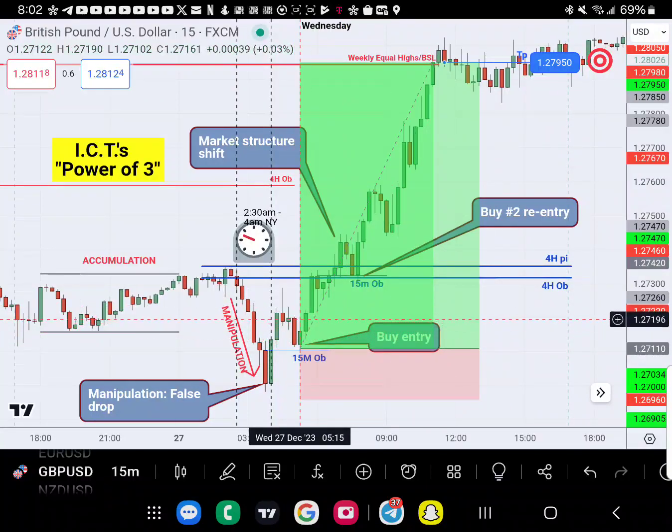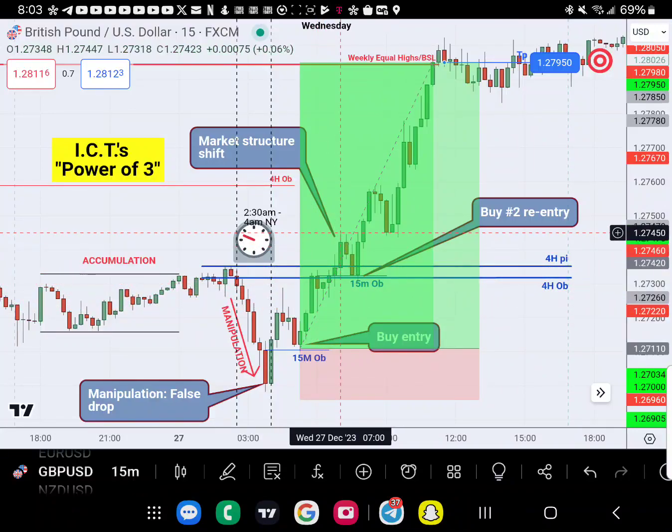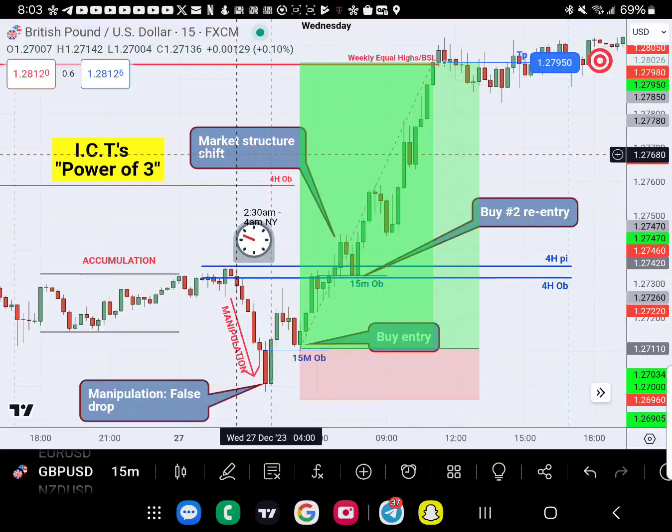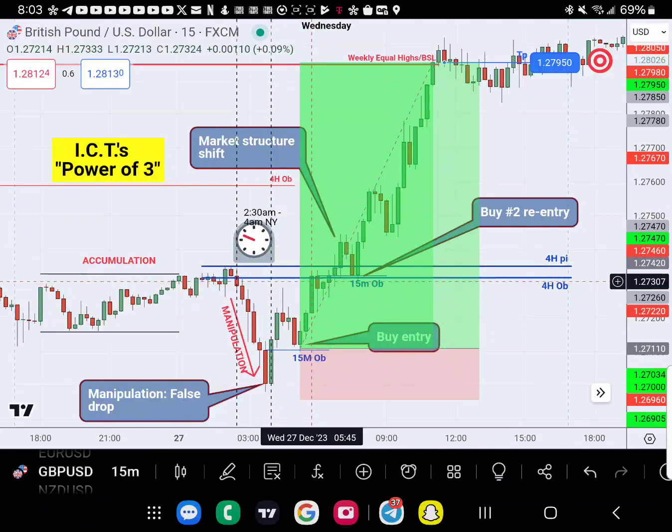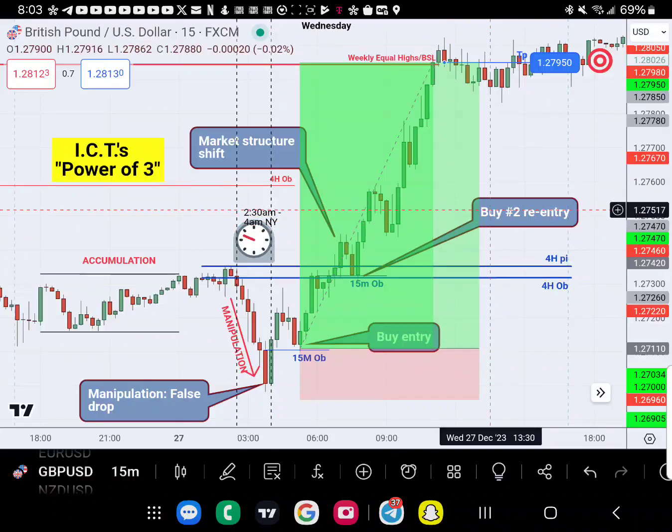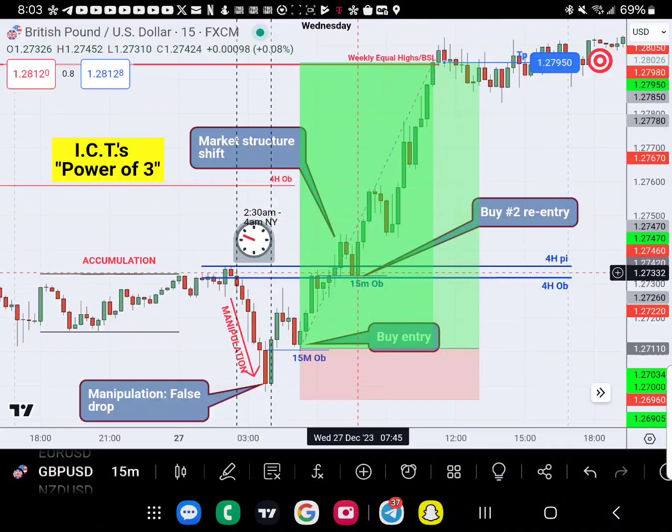So we have the buy take place. We come up to the Asian range high, small pullback. We break above that Asian range, and now this creates a market structure shift. So if you don't have the confidence to get in at this first order block and you want to wait to ensure that price is forming as you're expecting, it's okay. You can enter at this buy number two re-entry formation.